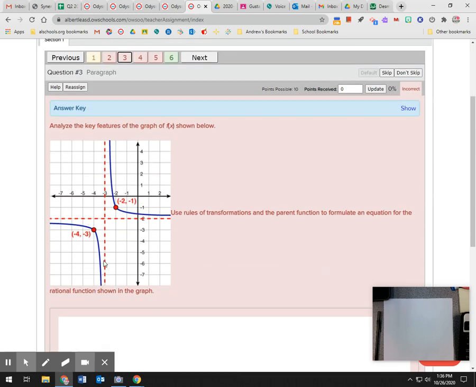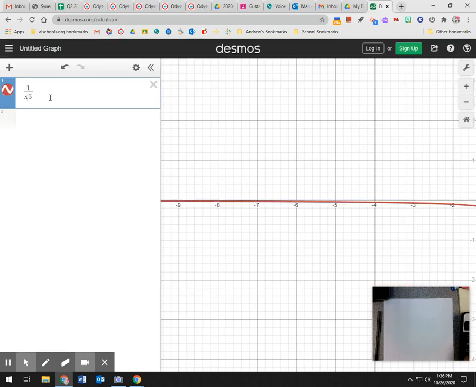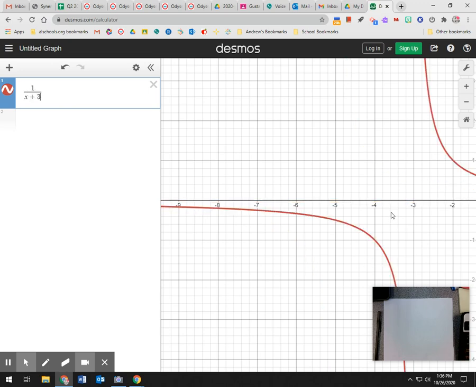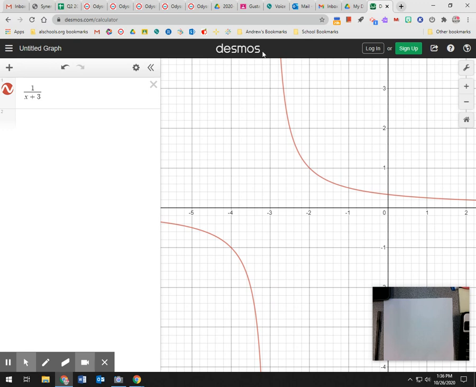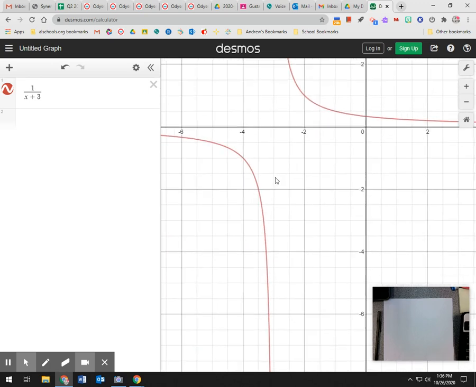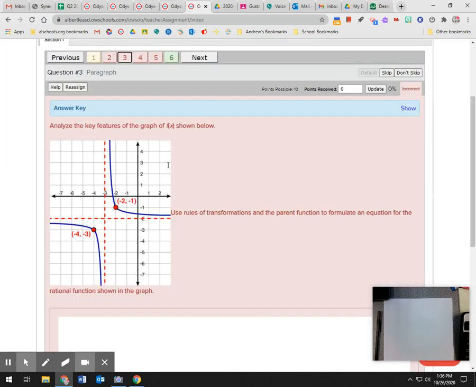Looking at this one, there is a vertical asymptote, and it's at -3, which means that I'm going to have a plus 3 on the bottom. That's going to give me a -3 issue. If x was -3, -3 plus 3 would be 0. So I've created that vertical asymptote at -3, which is exactly what I'm supposed to have in this problem.